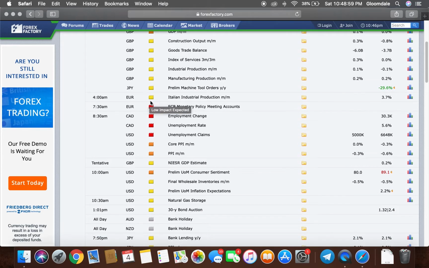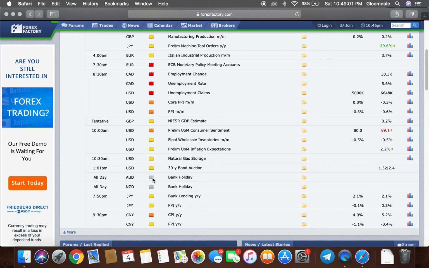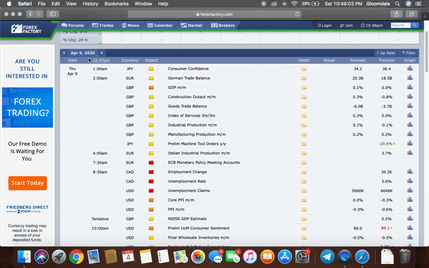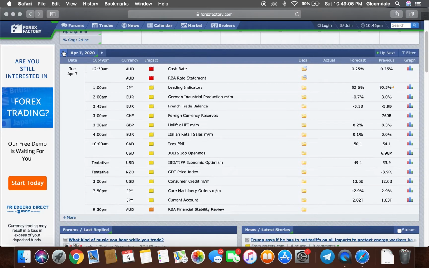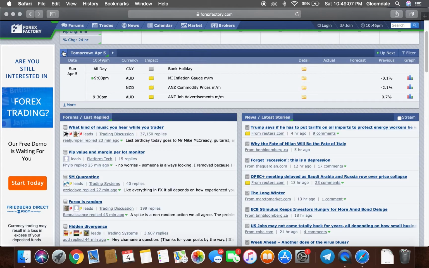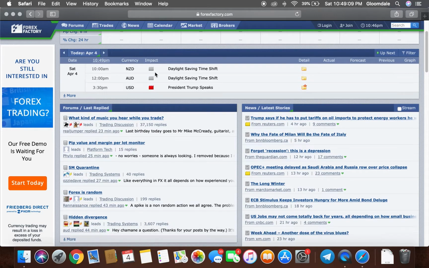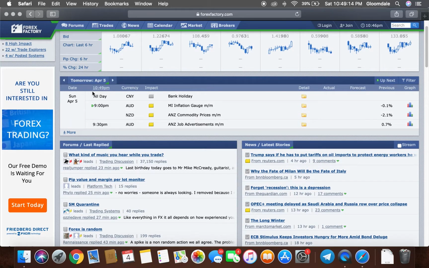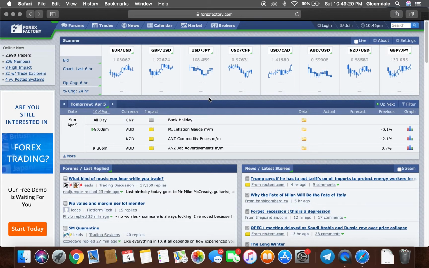But it's good to know what's going on. Usually gray is any sort of bank holidays. You'll also see, I think, hold on. Yeah, mainly just bank holidays. You're going to see the gray, or daylight saving time shifts, just stuff that doesn't really matter. And this is labeled as non-economic. So usually it's just information about bank closures or holidays.